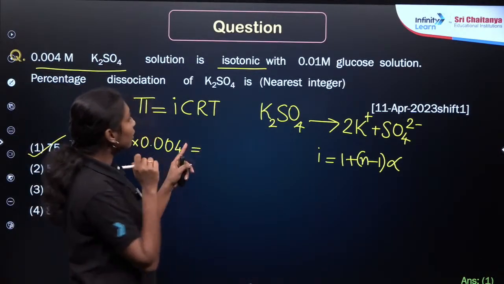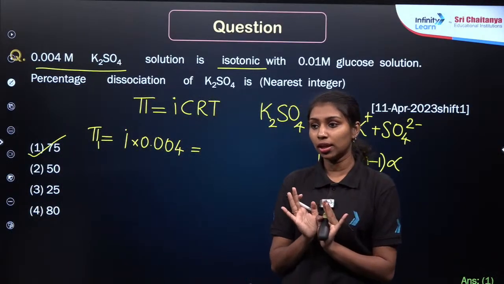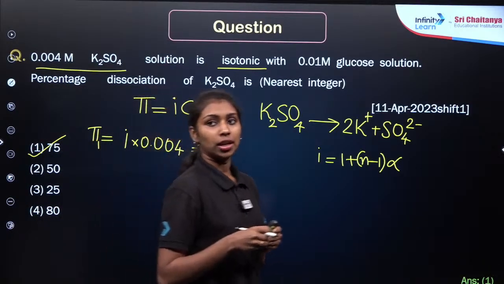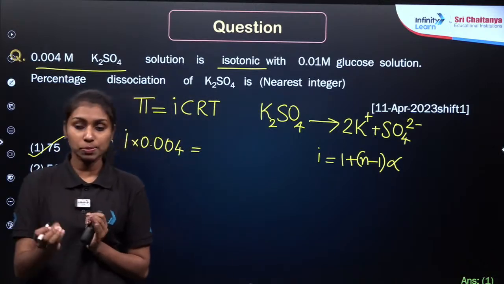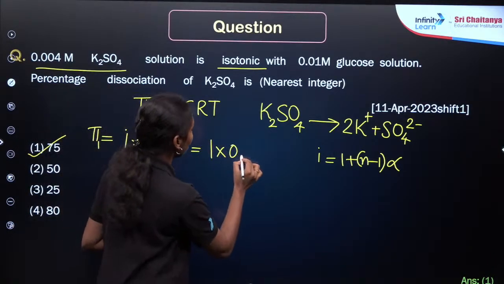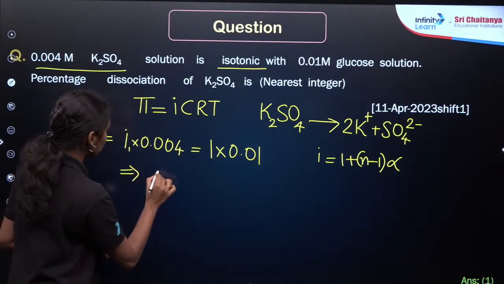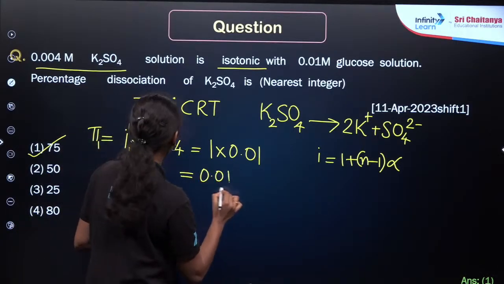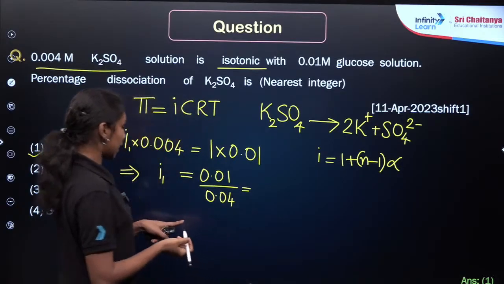If you are taking the Van Hoff factor of glucose, is there any association or dissociation in the case of the glucose molecule? No, because it is a non-electrolyte. There is no chance for association or dissociation in the case of glucose, so the Van Hoff factor should be 1. So if you multiply by 0.01, then what is the value of i for the K2SO4? It will be 0.01 divided by 0.004, right? What will be the answer here?